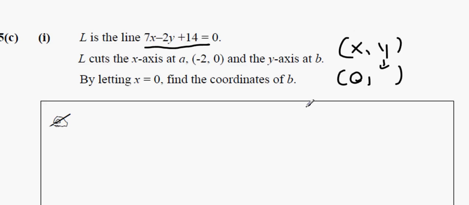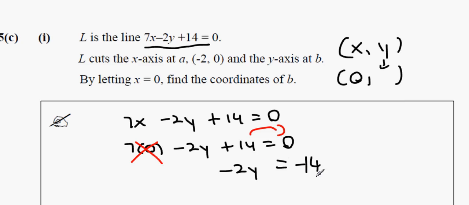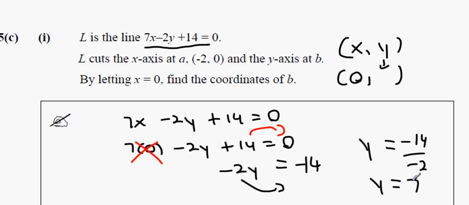So we know that 7x minus 2y plus 14 equals 0. What we know is that 7 times 0 is 0, so that doesn't matter. Minus 2y plus 14 equals 0. Let's bring the 14 over to this side. So we get minus 2y equals minus 14. Next thing we're going to do is bring the minus 2 down. So y equals minus 14 divided by minus 2. Y equals 7. Okay, so that's going to be the point 0, 7.